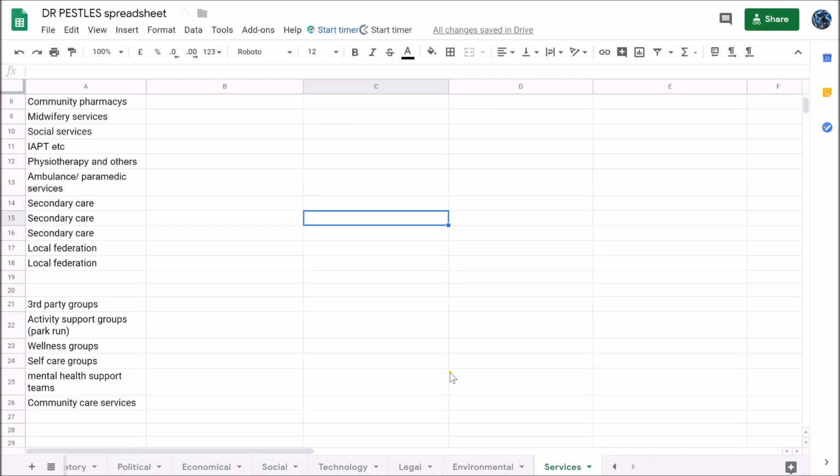Finally, I've put some extra groups in there. So third-party groups, activity groups, wellness, self-care, all that kind of thing that, again, sits around the area that we work in. Community care services can be considered differently in terms of the actual community care areas, but have a think about where these fit.